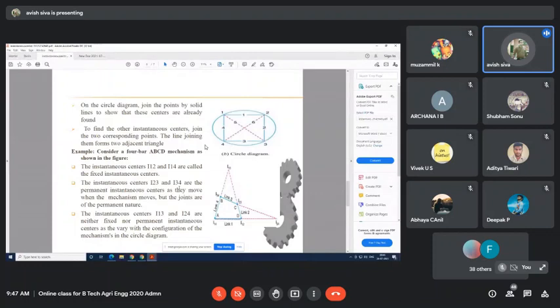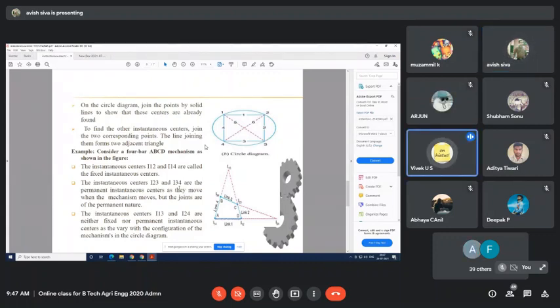For that, there is one equation, n into n minus 1 by 2. So total number of instantaneous centers is equal to n into n minus 1 by 2, where n is equal to... what will n be, Vivek? Sir, number of links. Number of links in a 4-bar is 4. So you will get there are 6 instantaneous centers. Then you will start marking. Vivek, now you have the figure, and you know there are 6 instantaneous centers. So from where will you start marking?